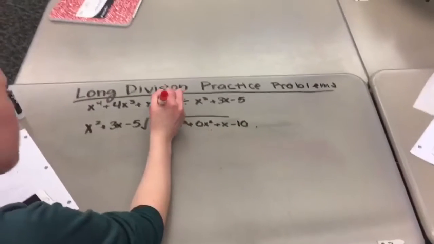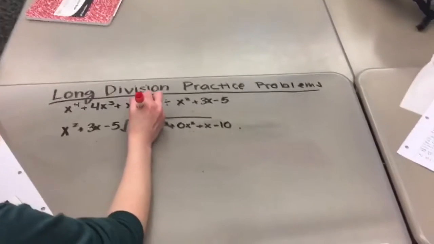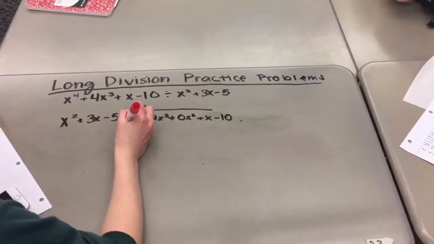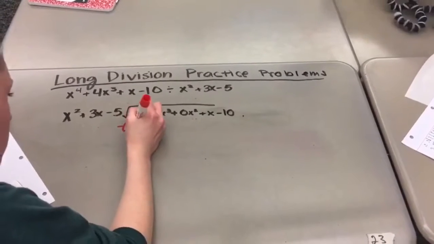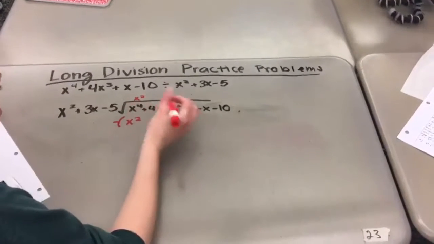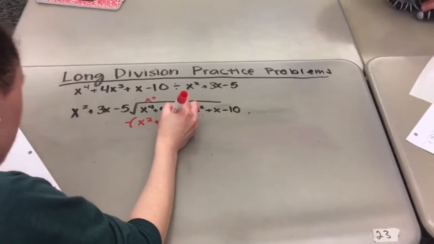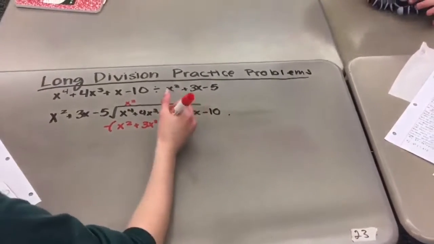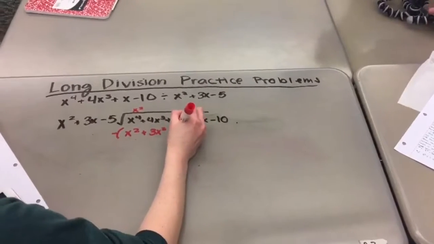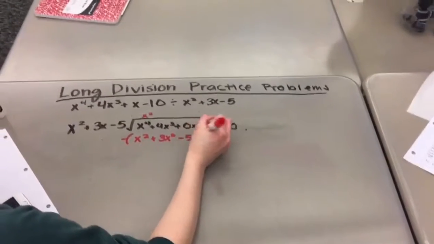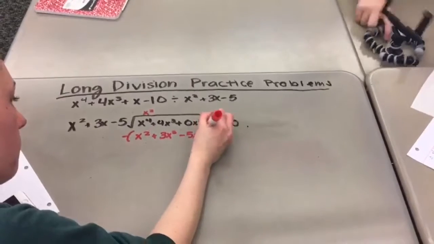Moving on to the next problem, which is x to the fourth plus 4x cubed plus x minus 10 divided by x squared plus 3x minus 5. You set it up like any other long division problem. However, you need to add a filler in there, which is 0x squared. Find a value to cancel out the x to the fourth, which is x squared. Multiply it to all three values, so it would be x to the fourth plus 3x cubed minus 5x squared.